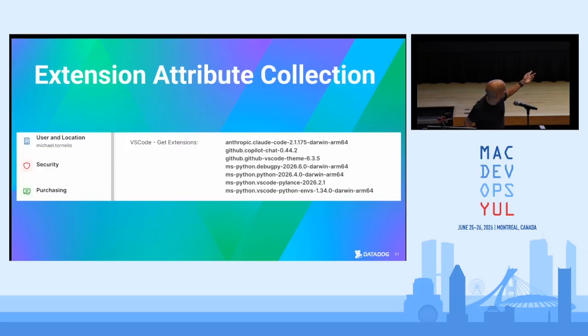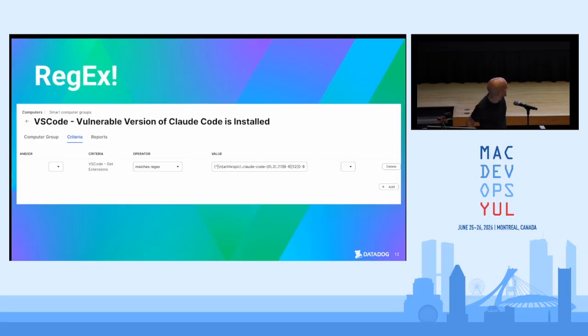And this is what the EA report looks like in Jamf. And here's that smart group. So if that extension attribute VS Code get extensions matches regex, you're in the group.